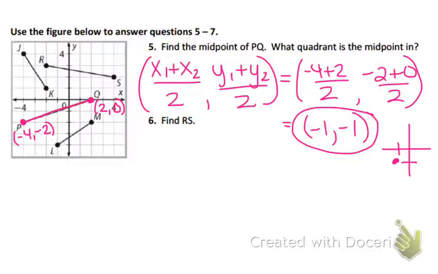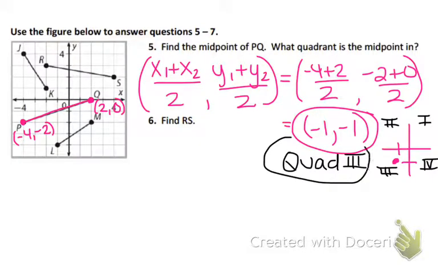And then your quadrants, this is quadrant 1, quadrant 2, quadrant 3, quadrant 4. So my point is in quadrant 3. That is not how you spell quad. It is in quadrant 3. So this question has two parts. It's finding the midpoint as well as determining what quadrant the midpoint is in.